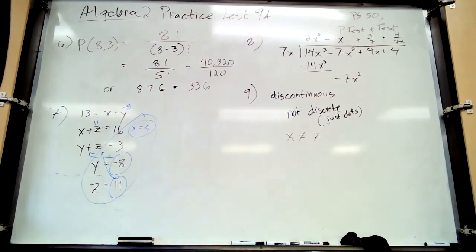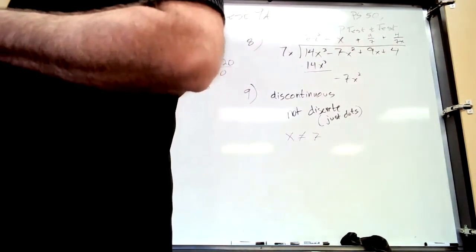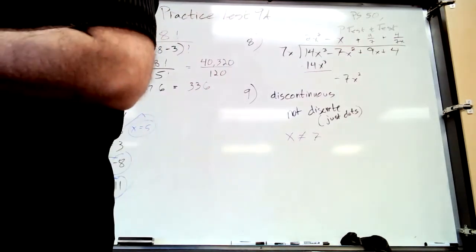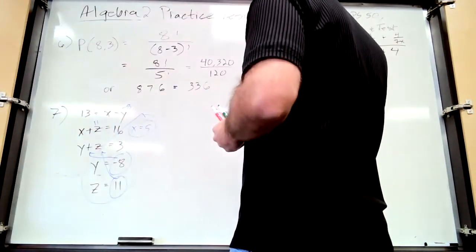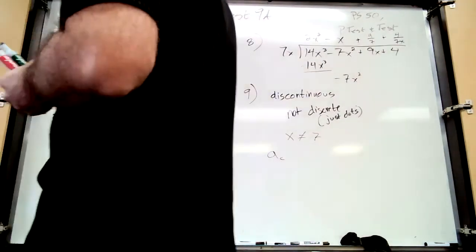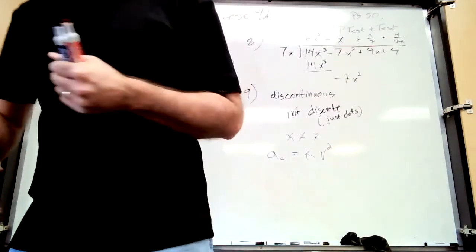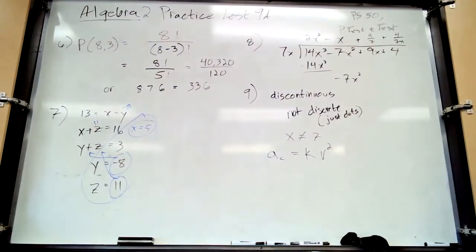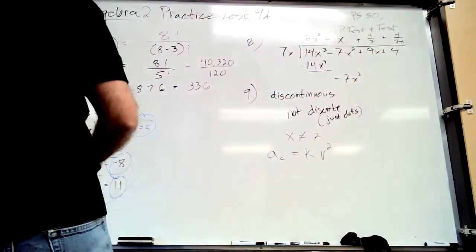The centripetal acceleration, A subscript C, of an object moving along a circular path is proportional to the square of the object's velocity. So v squared. So I'm going to say A subscript C is proportional to the velocity, the square of the velocity. So this is direct variation. Okay? And inversely proportional to the radius.